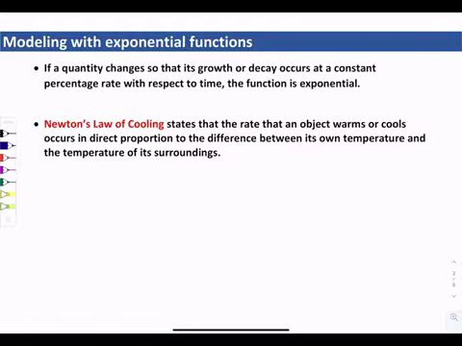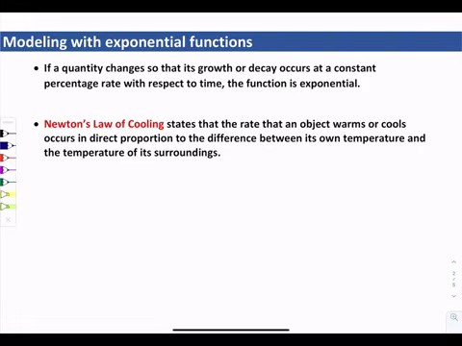So previously we've observed that if a quantity changes so that its growth or decay occurs at a constant percentage rate with respect to time, then the function is exponential. Many different natural quantities change according to exponential models. For example, money growth through compounding interest, the growth of a population of cells, or the decay of radioactive elements.